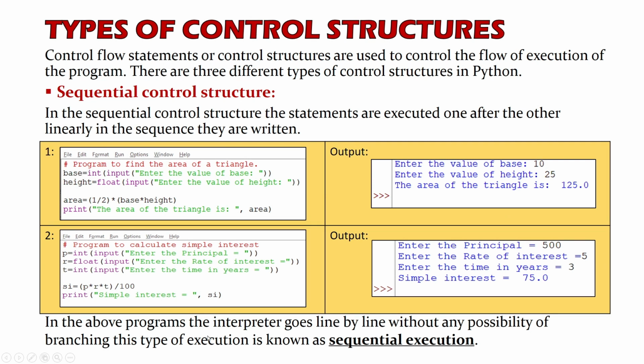In the above programs, the interpreter goes line by line without any possibility of branching. This type of execution is known as sequential execution.